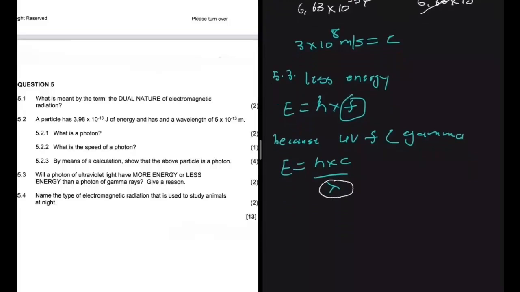And the last question, 5.4 says, let's name the type of electromagnetic radiation that is used to study animals at night. That's quite an easy one, right? It's infrared.